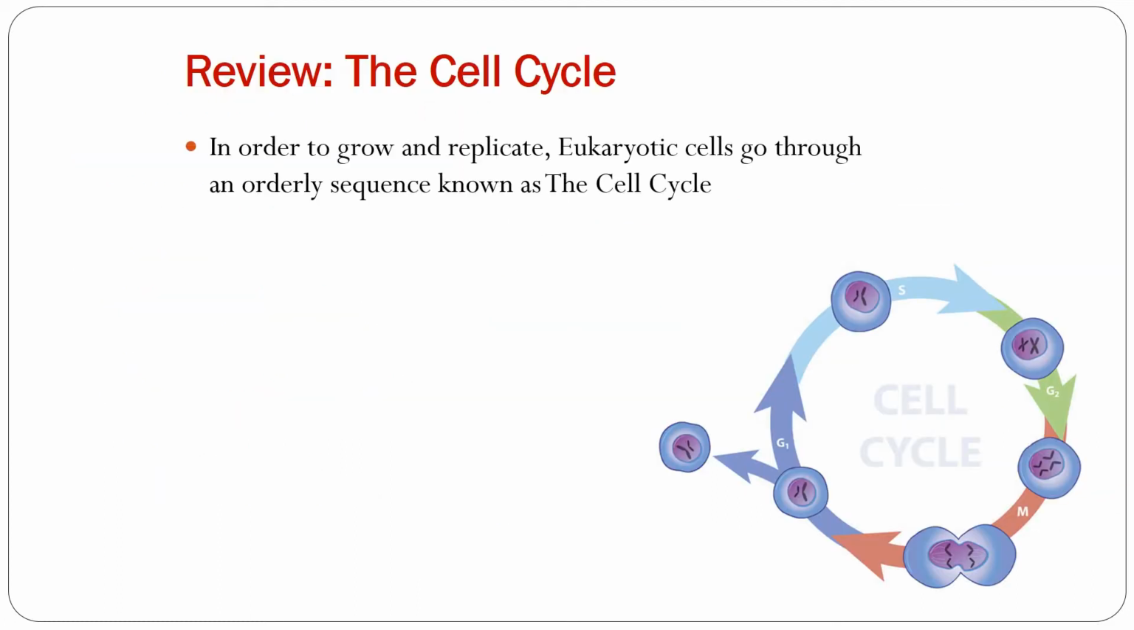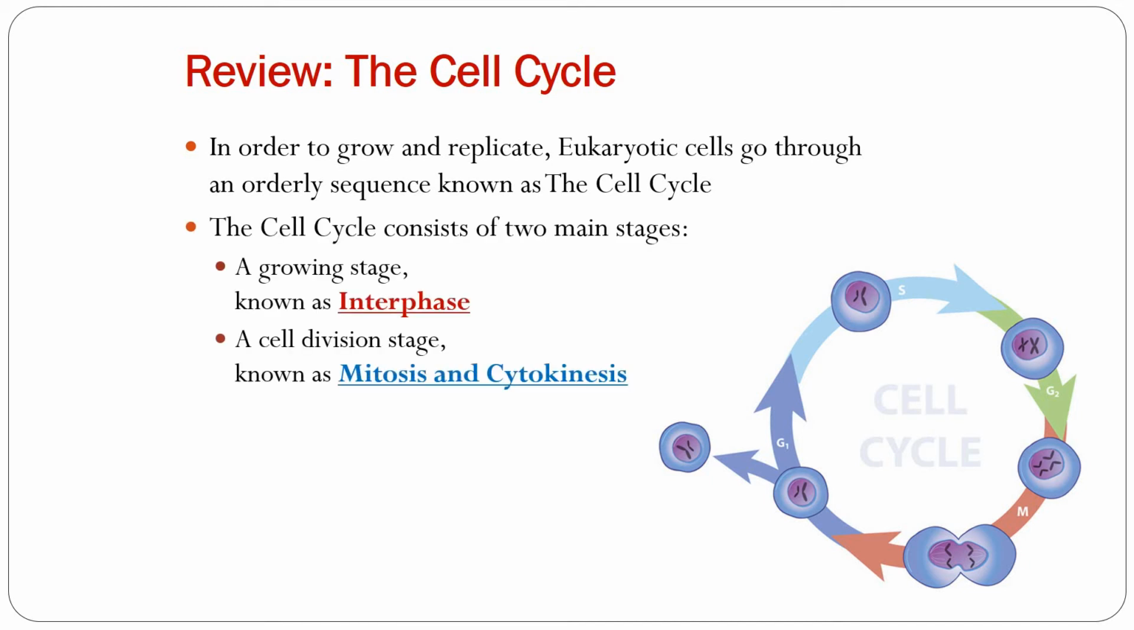So into our cell cycle, this should be nothing new to us because we learned this last year in grade 10. And in order to replicate, we know that eukaryotic cells have to go through an orderly sequence known as the cell cycle. And there are 2 main stages. One is a growing stage, we call that interphase, and the other where we have the actual cell division, that's called mitosis and cytokinesis.